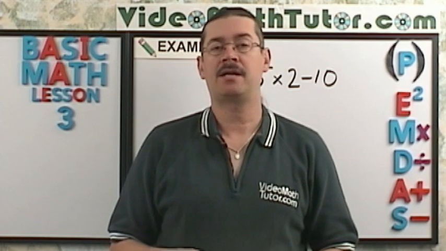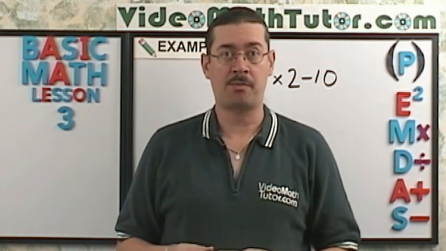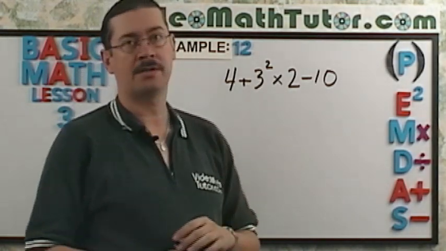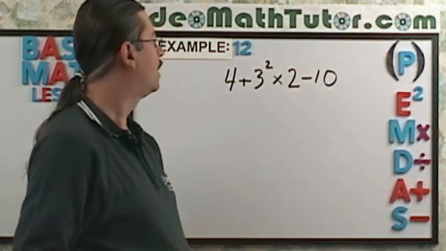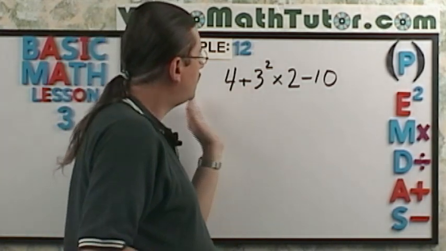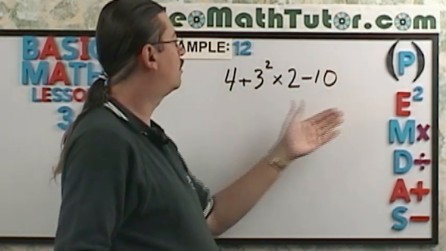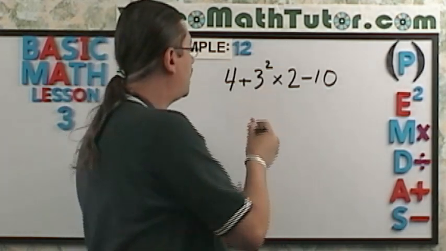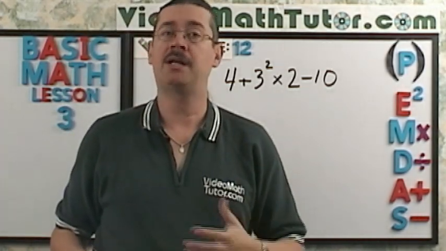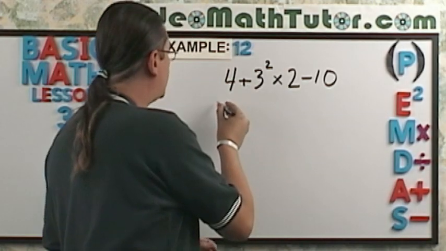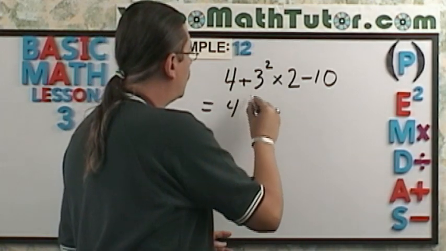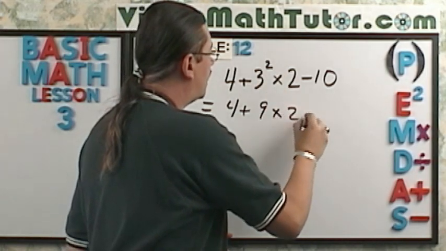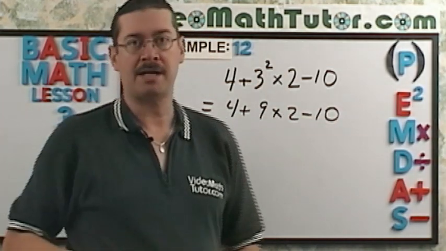Let's do some examples now on using these order of operations. For the first one, we want to simplify this expression right here. So let's follow our rules for PEMDAS. Parentheses, now I don't have any grouping symbols. So exponents right here, I'm going to do that first. Anything I don't manipulate, I'm just going to write over again. So this is equal to 4 plus 3 squared, which is 9, times 2 minus 10.